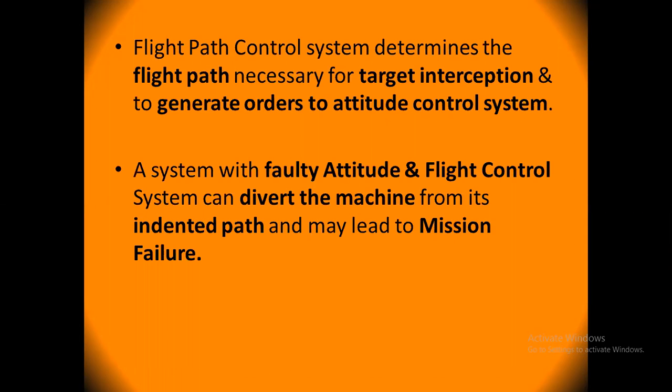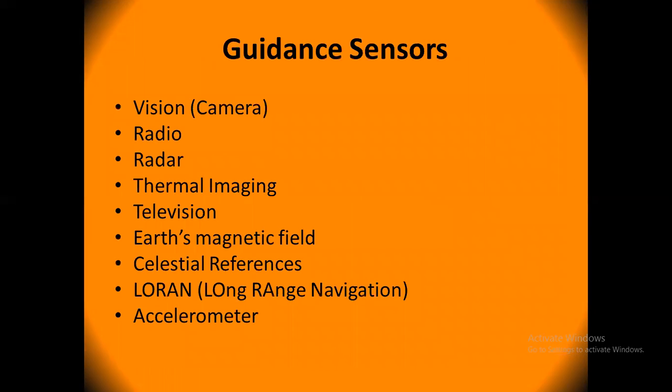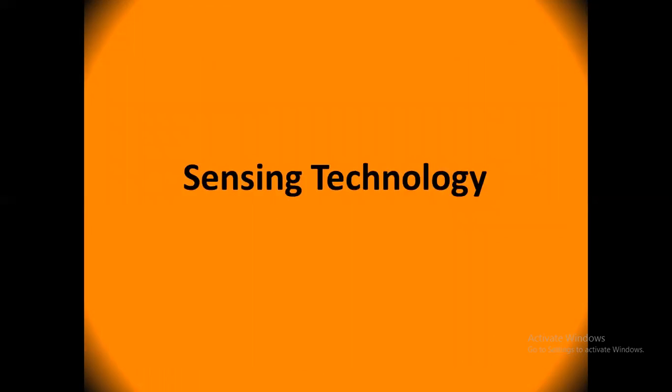As we discussed, it is very important to work on the targeted path, because if you lose the path, you will not be able to hit the target. So for target interception, it is very important that it follows the path. If it does not, it can lead to mission failures, as you can see. This is a very important aspect of any missile or any object related to defense. Now let's understand what the sensing parts are.